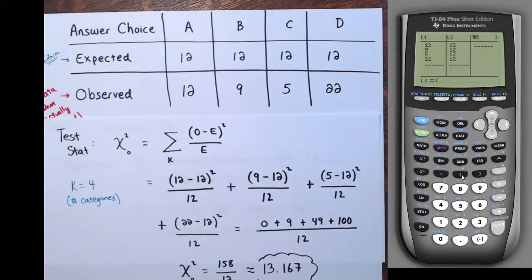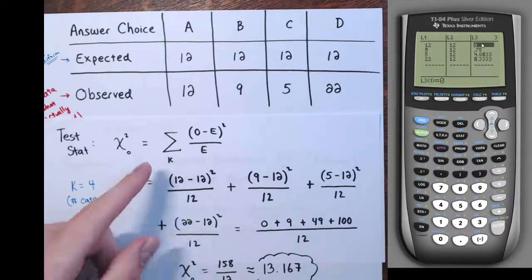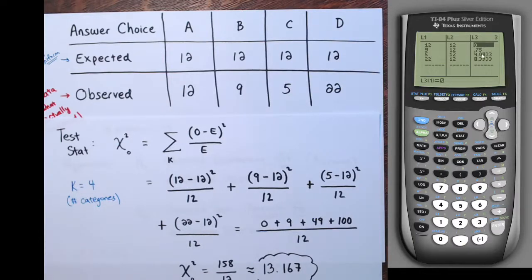So in parentheses, the observed counts in my list were down L1. So I'm going L1 minus the expected counts, which were down list L2. And then we're squaring this and then dividing by L2. I could have also just not put in L2 and just had L1 minus 12 squared and then divided by 12, but I already entered them, so might as well. So there's the observed counts minus the expected counts all squared and then divided by the expected counts. Then when I hit enter, you see these four values here. And the test statistic is the sum of these four values.